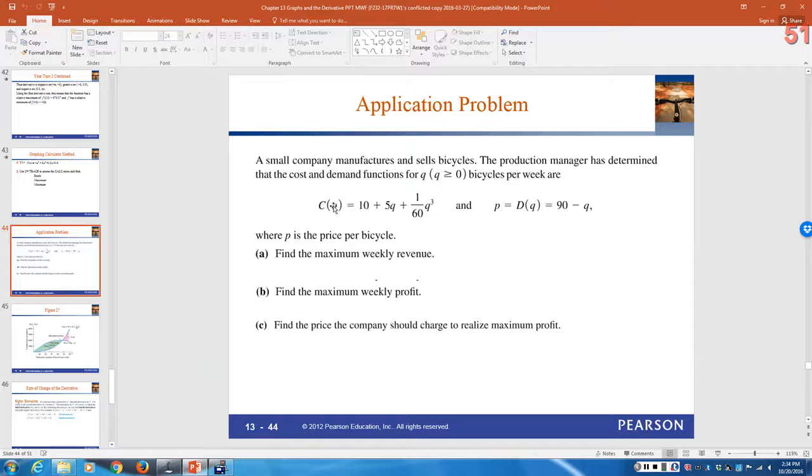And this is the cost function and the demand function. So demand is how many are you going to sell? And then the price tells you how much you're going to sell each one for. So your revenue function is going to be Q, which is the number of bicycles, times 90 minus Q, which is the price per bicycle. Does that make sense?